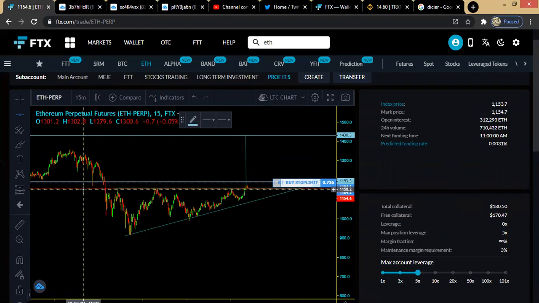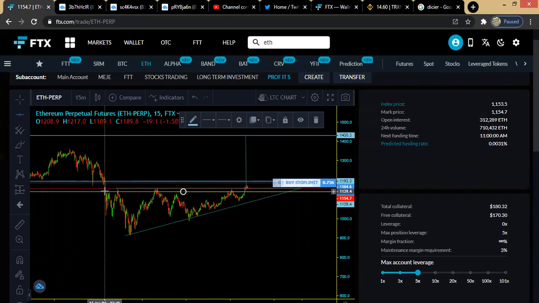Okay, so you don't put your stop loss at the point of maybe a support or resistance. No, you have to give it a little space. Okay, you have to give it a little space. So I would want to put mine here. Okay, I would want to put mine here.